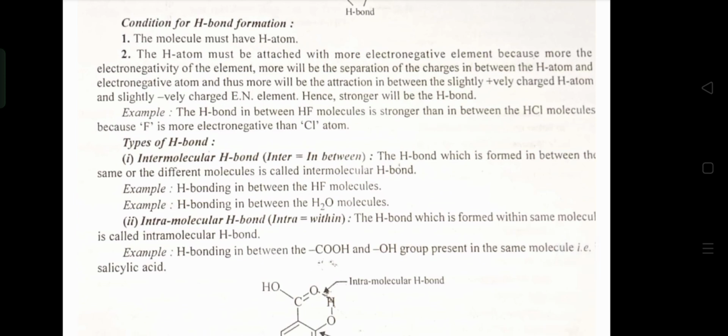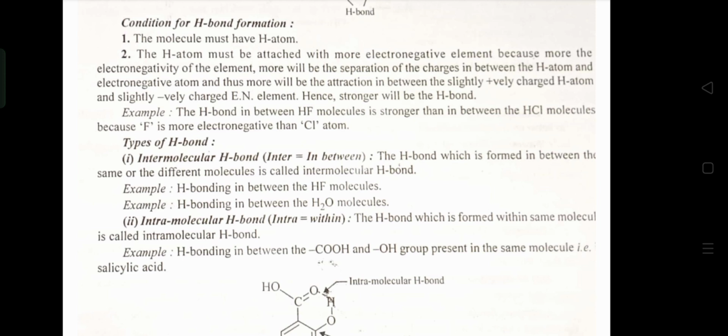Condition for hydrogen bond formation: the molecule must have an H atom, and second, the H atom must be attached to a more electronegative element, because the more the electronegativity of the element, the more will be the separation of charge between the H atom and the electronegative atom. Thus more will be the attraction between the slight positive charge on the H atom and the slight negative charge on the electronegative element, and stronger will be the H bond.